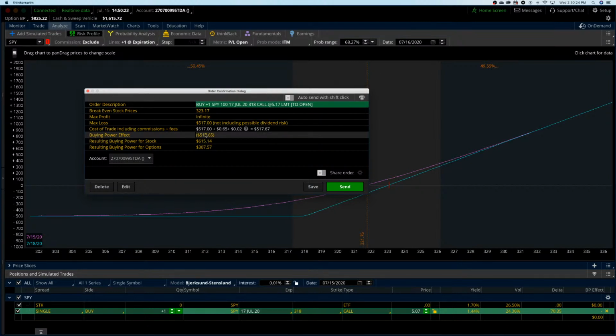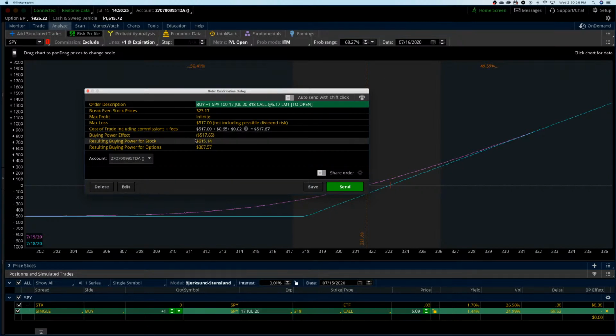And the buying power effect in your account, that's how much money will get tied up if you buy this option in your account, $517. Okay. And then I can click send and it will try to execute that order. It puts in a limit order. Doesn't mean it will get executed right away.